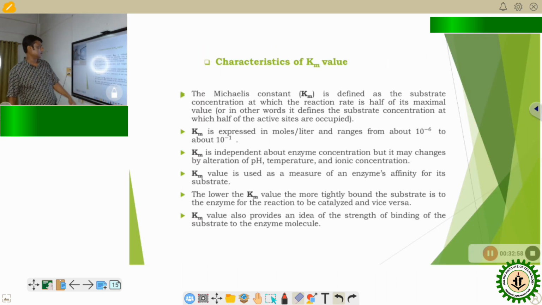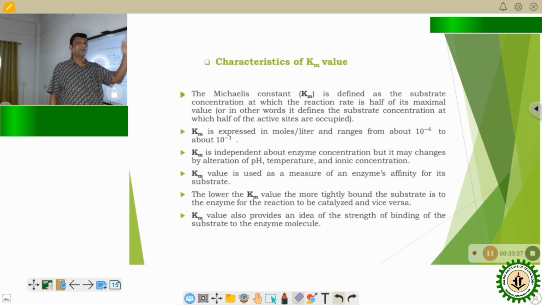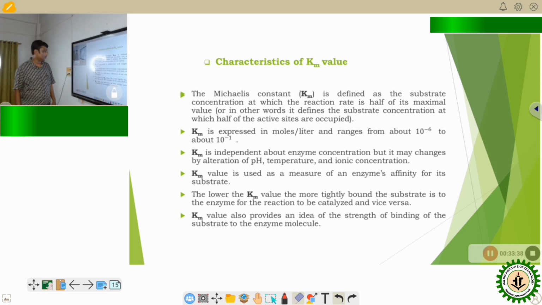So these are the characteristics of Km values. The Michaelis-Menten constant is defined as the substrate concentration at which the reaction rate is half of its maximal value. Km is expressed in moles per liter. Km is independent of enzyme concentration; it depends upon the nature of the enzyme, but not the concentration of enzyme. But it may change by alteration of pH, because that changes the properties of the enzyme. We know that enzymes show their maximum activity at a specific optimum pH, optimum temperature, and a specific strength of ionic concentration.